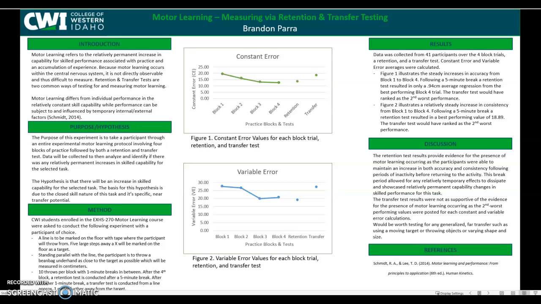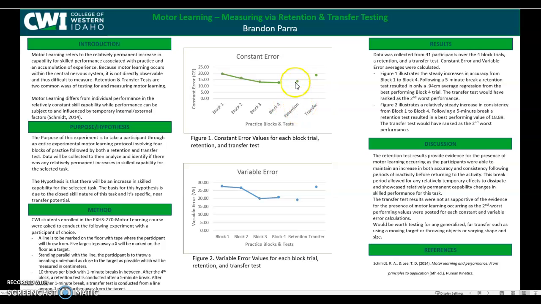Constant error is typically a metric used to measure accuracy. So with a lower constant error, we're seeing more accuracy. Looking at figure 1 here, we can see that the performance curve is trending downward, which would indicate an increase in accuracy over these 4 practice sessions.